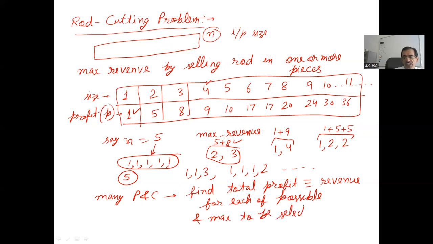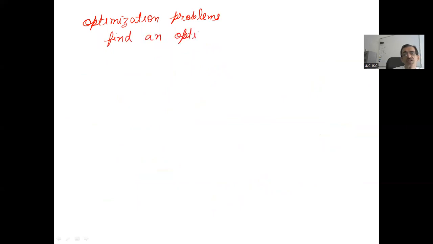So when we have such kinds of problems, I want either a solution out of multiple solutions with the maximum, or one with the minimum in other cases. Such problems are called optimization problems, where effectively what we mean is find an optimal solution. Many solutions exist. Find an optimal solution out of many possible solutions.